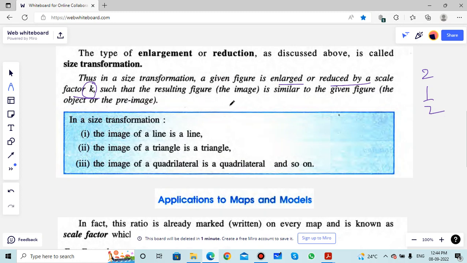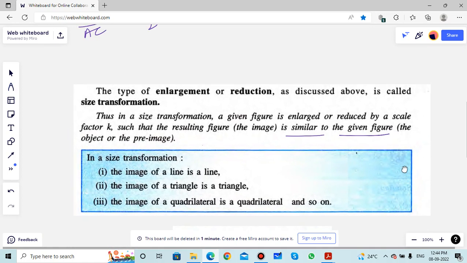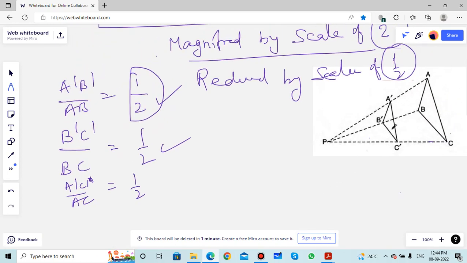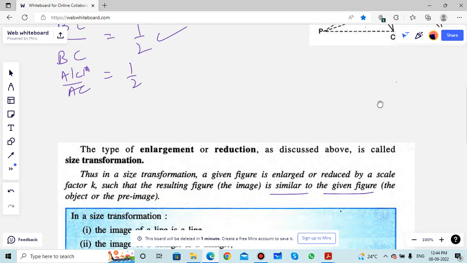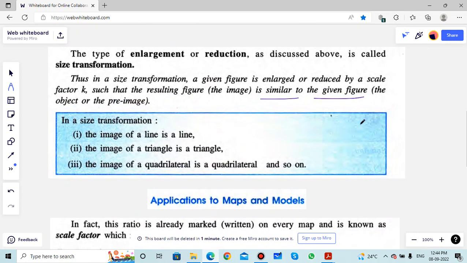such that the resulting figure is the image and is similar to the given figure. Remember, in this case both the triangles were similar. This triangle and this triangle are similar, but it was enlarged or reduced. So if it is enlarged, it will be more. If it is reduced, it will be less. Given figure is the object or pre-image here.